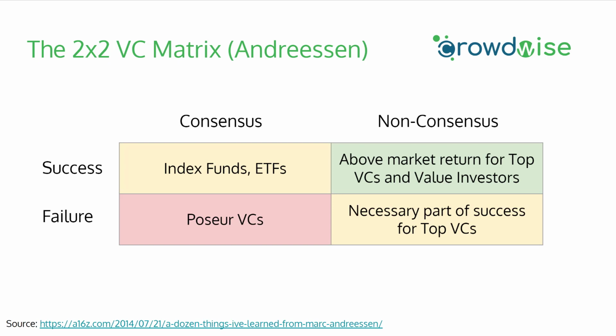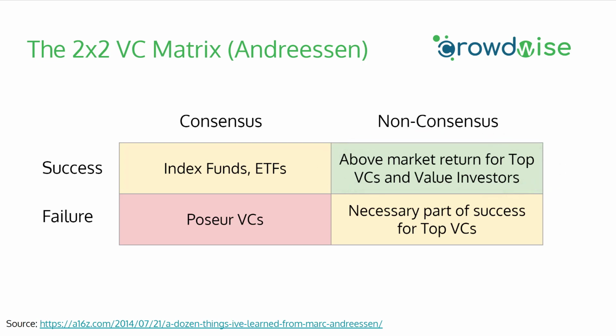Now, moving to the second quadrant of non-consensus in the bottom, we can see that non-consensus failures are a necessary part of success for top venture capital firms. We talked about this in our Swinging for the Fences, or the Power Law Investing lecture, where some of those strikeouts are necessary in order to hit your home runs. But moving up, the quadrant that every investor should strive to be in is the non-consensus success quadrant. This is where you get above-market returns for top VCs and value investors.